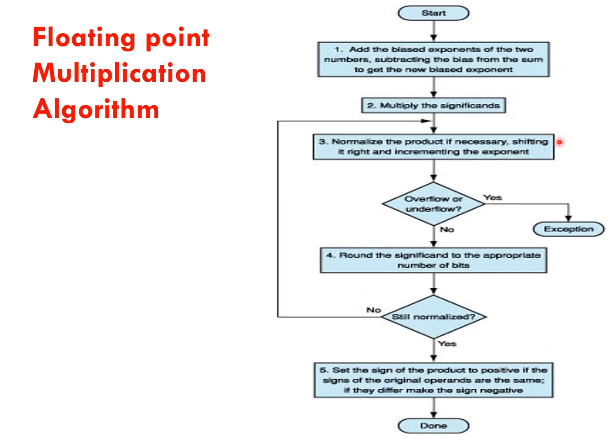And the flowchart or the algorithm is also the same. Start with the biased exponents of the two numbers, subtract the bias from the sum to get the new biased exponent. Then multiply the significands or mantissas, and normalize the product if necessary, shifting right and incrementing the exponent by 1.